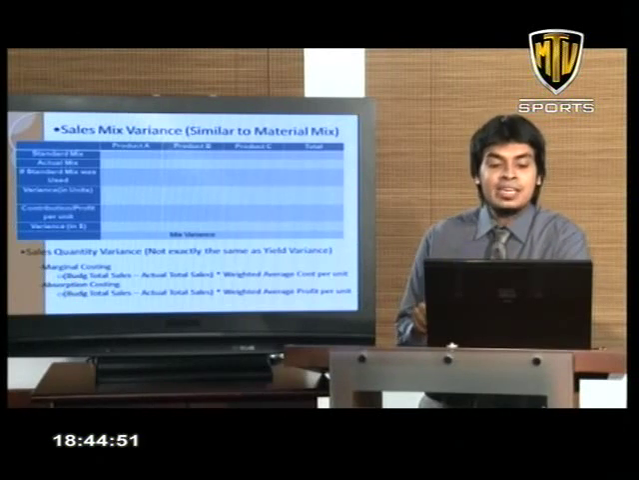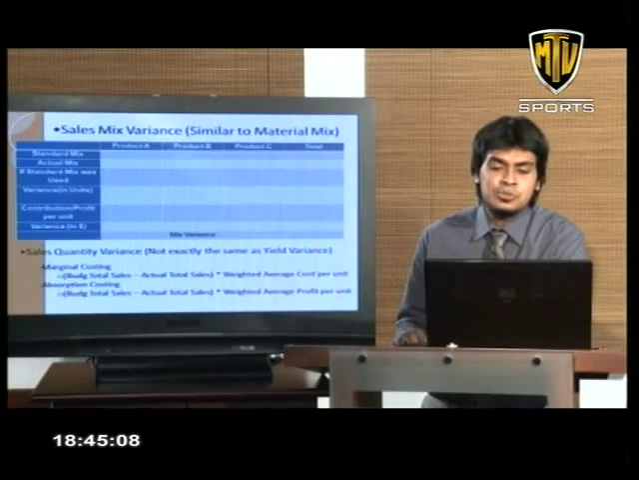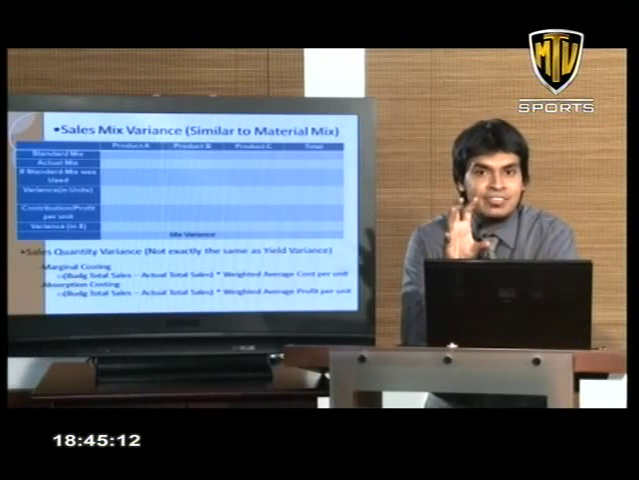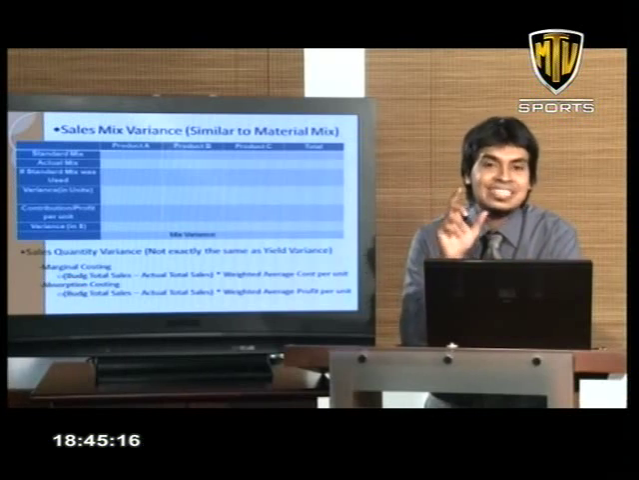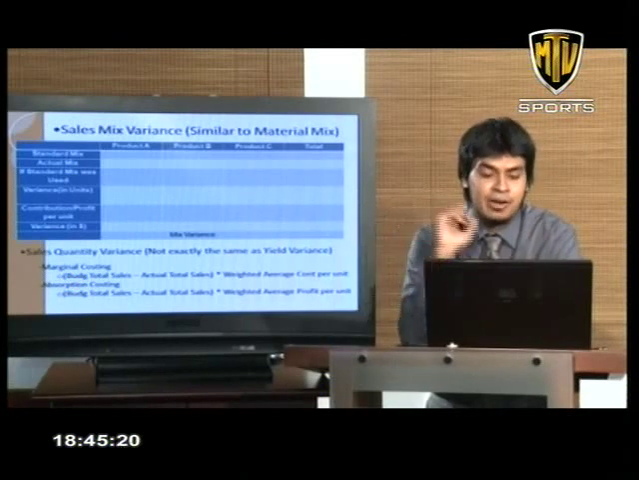You will be multiplying it by the contribution per unit under marginal costing, and you will be multiplying it by the profit per unit under absorption costing, and then you will end up with the variance. The total of this will be equal to your sales mix variance. So it's very similar to your material mix variance, but remember, the sales quantity variance may be the equivalent of yield variance but not exactly the same. So first let me discuss the calculation part of it.